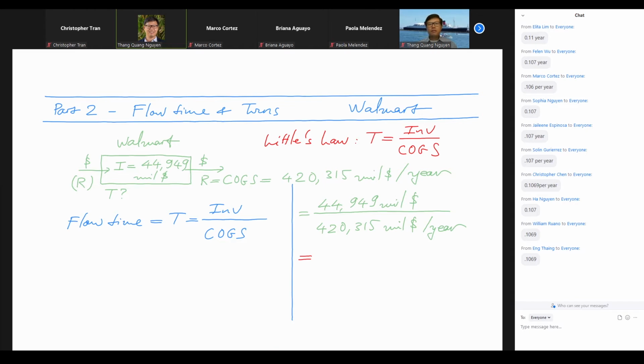Because I would like to keep some more precision, let me give you the answer that I get from my Excel calculation: 0.10694 years. That is correct. The problem is, does anybody make sense of this number? What is 0.106 of a year? It's really hard, right? So that's why we normally convert the year number to the days number, and we call that the days of supply.